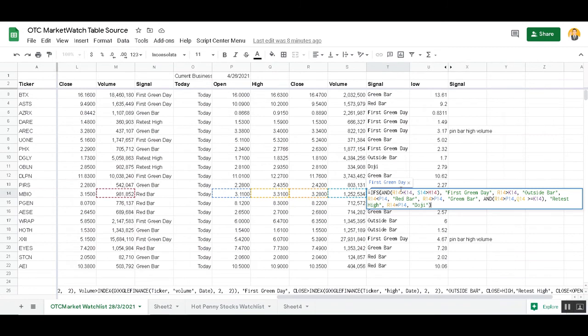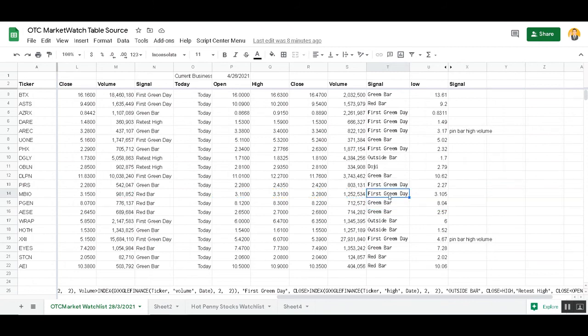If you want to look at how I calculate, you can pause this video. And if you don't understand, you can write your questions in the comments below. Okay? So thank you for taking the time to watch this video on how you can use the IFS function in Google Sheets for your own stock scanner.